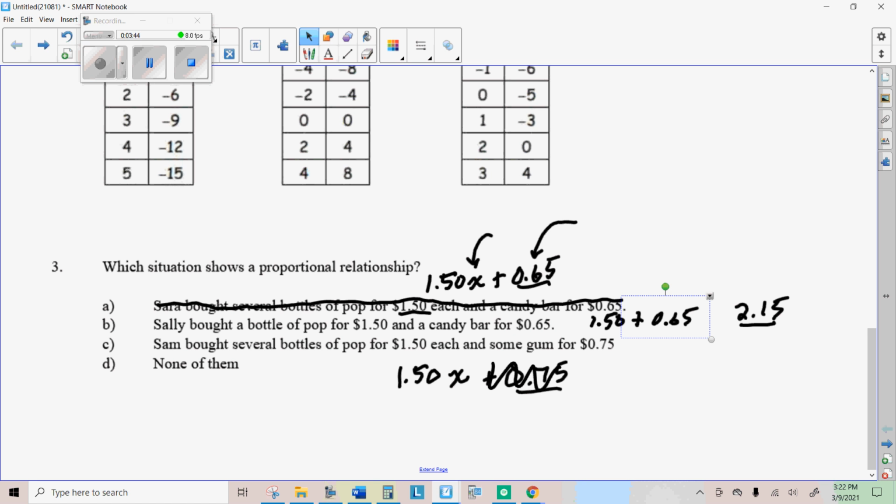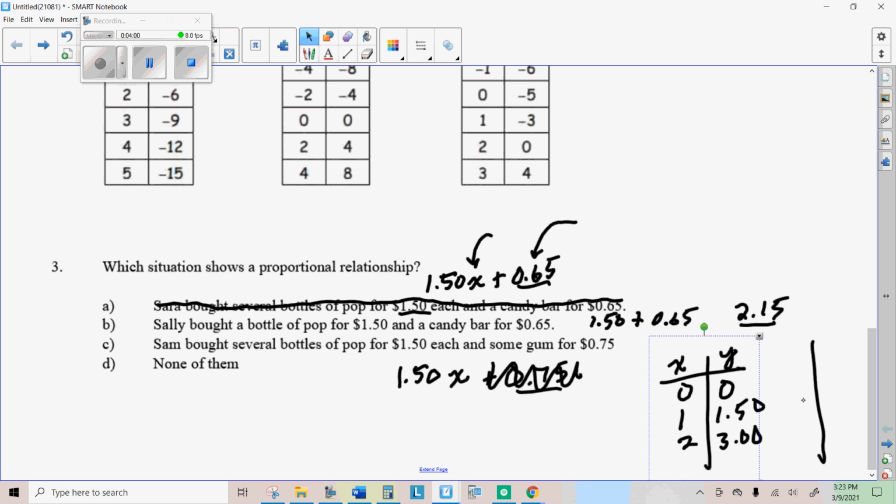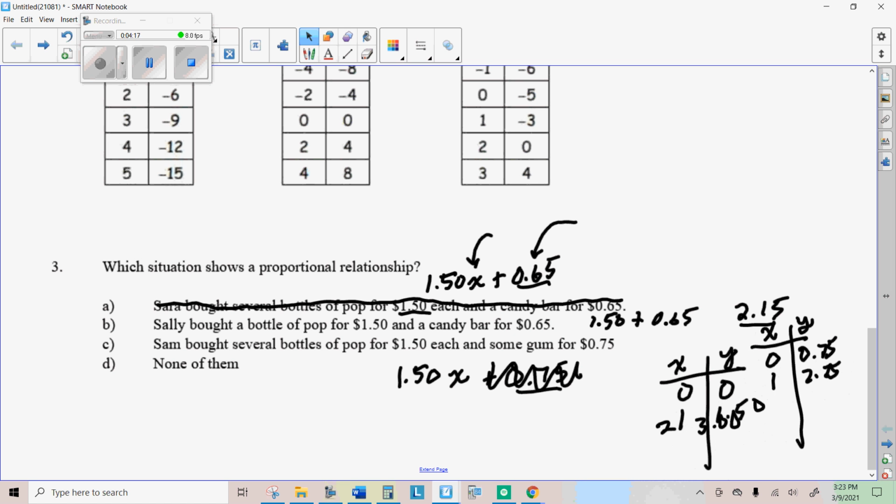See, if we didn't have this plus 75 cents, then my table would be $0, 0 pops. 1 pop, $1.50. 2 pops, $3. But if we add on the pack of gum for 75 cents, then even if I buy 0 pops, I still have to pay for the gum for 75 cents. So we're not going to have 0, 0. Now we would add $1.50 for 1 bottle, and then we would just keep doing that. Another $1.50 for the next bottle. It would keep going up by $1.50 per bottle.